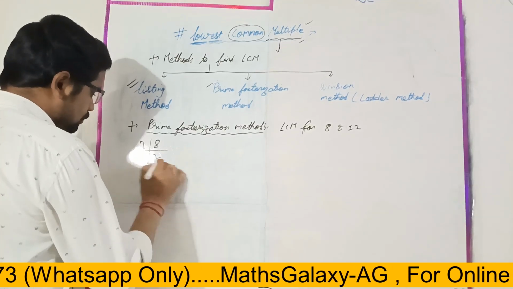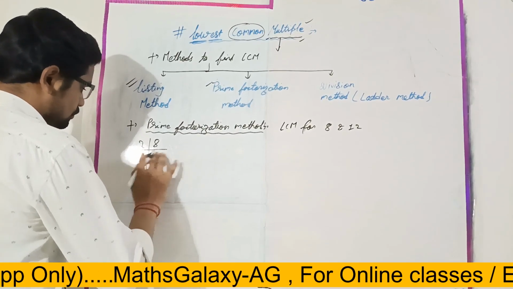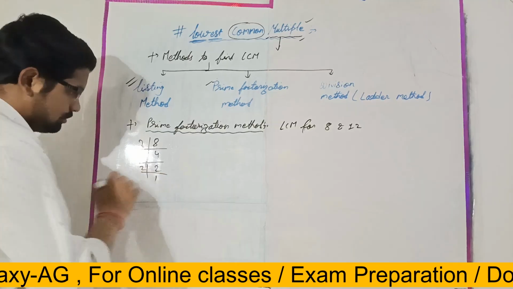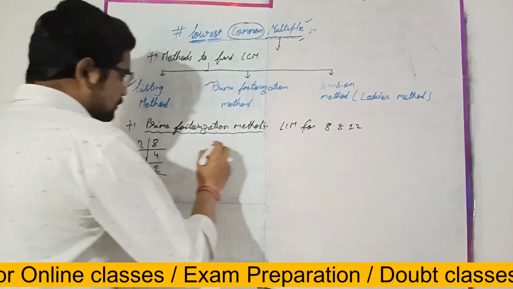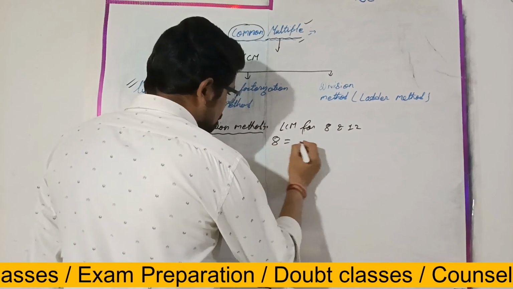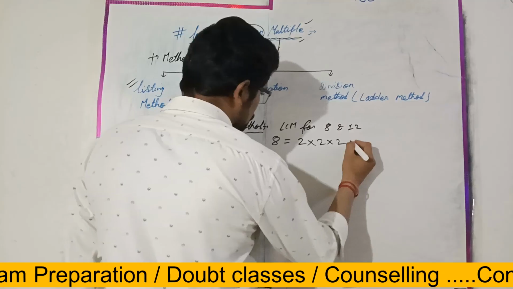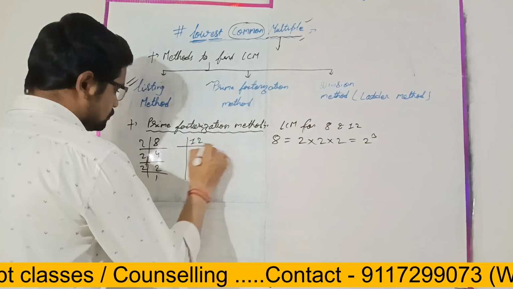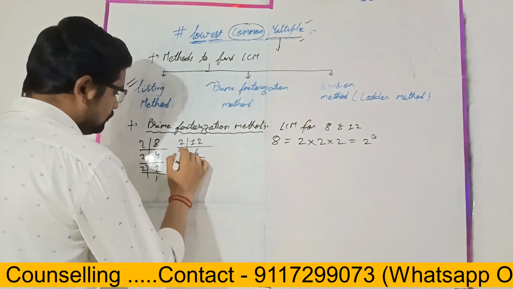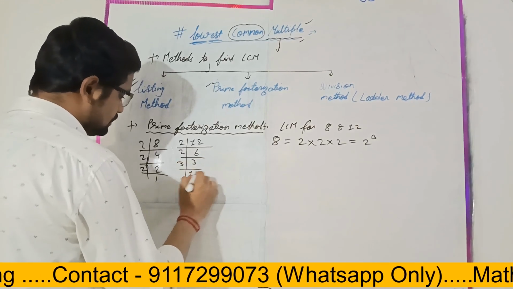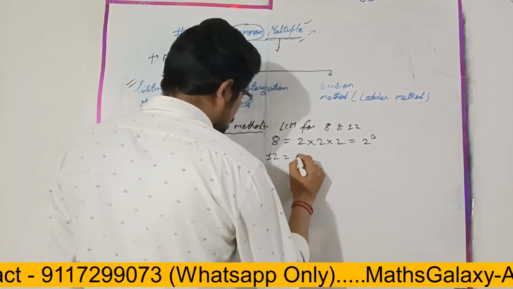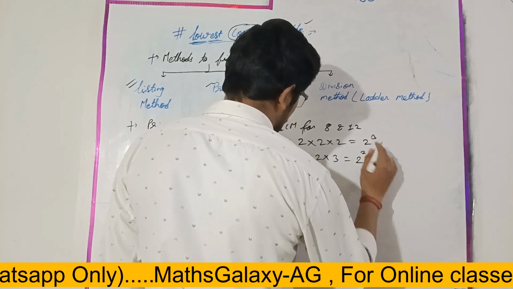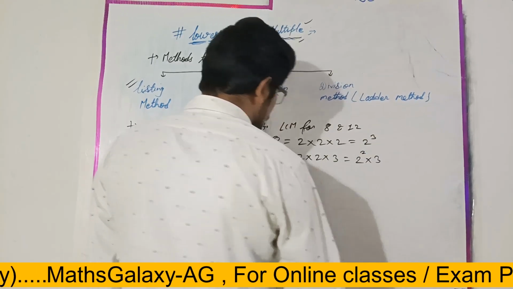2 twos are 4, 2 fours are 8, and then 2 ones are 2. So 8 is written as 2 into 2 into 2, that is 2 to the power 3. Now we will do 12. 2 sixes are 12, 2 threes are 6, 3 ones are 3. So 12 is 2 into 2 into 3, that is 2 to the power 2 into 3. Is it clear?